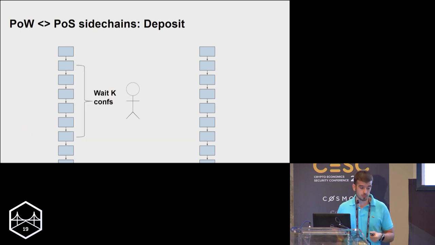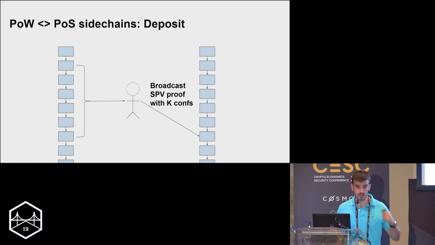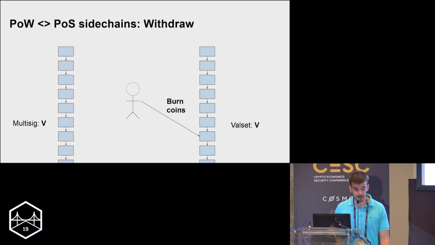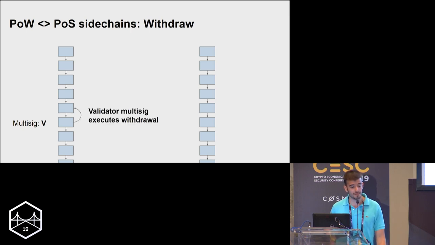And so I will wait kappa confirmations, I will take the proof of work SPV proof, and I will put it on the sidechain, as before. However, when I want to withdraw, note that now we have the validator set, which is the same in both chains. So what happens is that indeed, I burn my coins, but instead of having to broadcast an SPV proof, how are you going to do an SPV proof on a proof of stake sidechain?